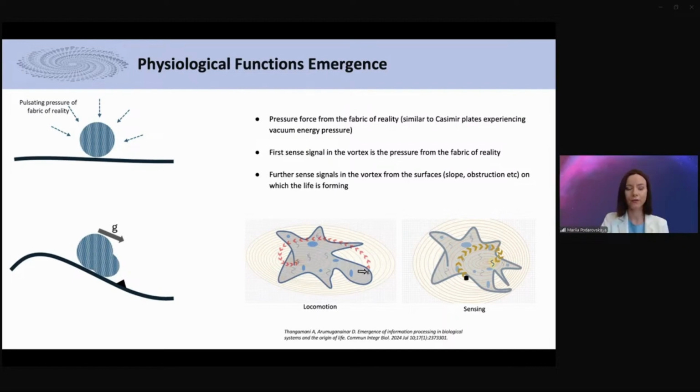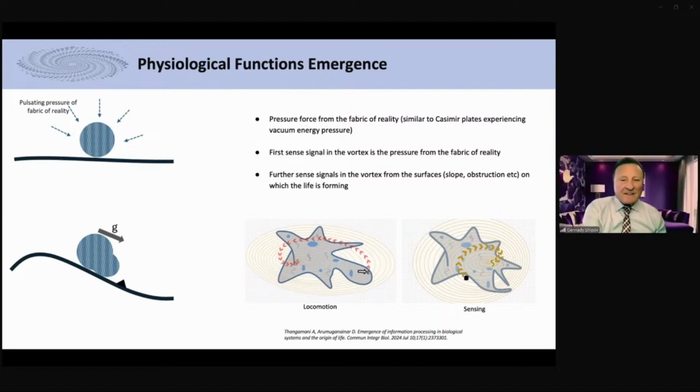Okay, thank you for your answer. Please, Professor Shipov, do you want to ask? Yes. Is it possible to explain using your theory, for example, the levitation of yogis?